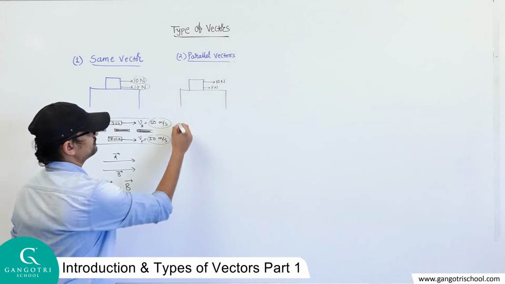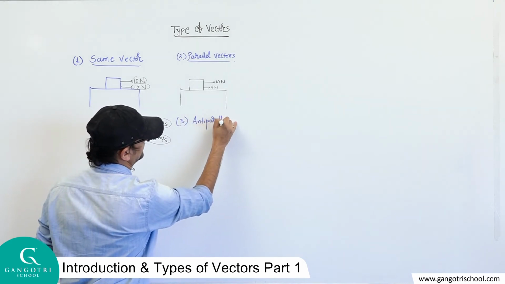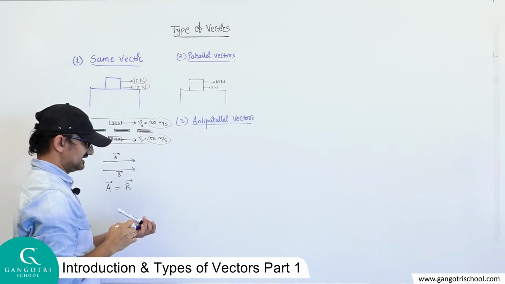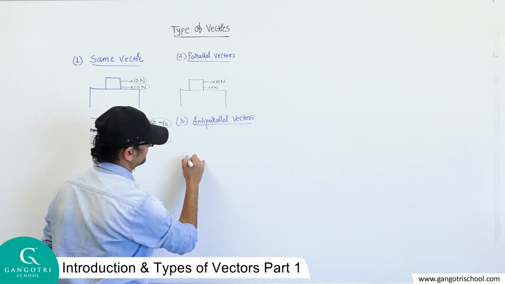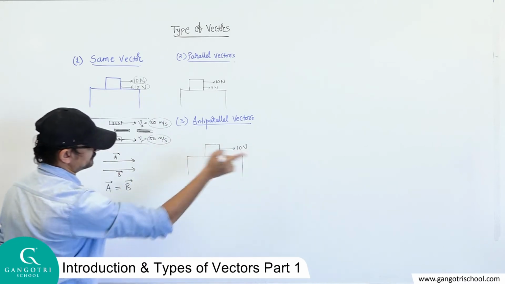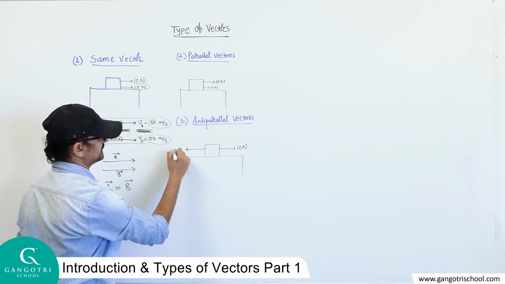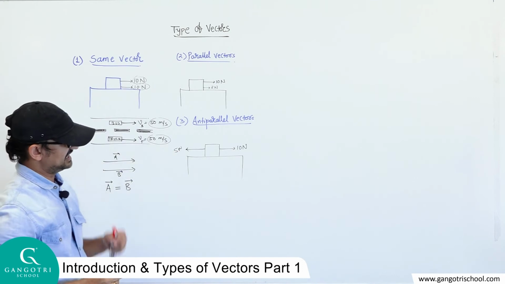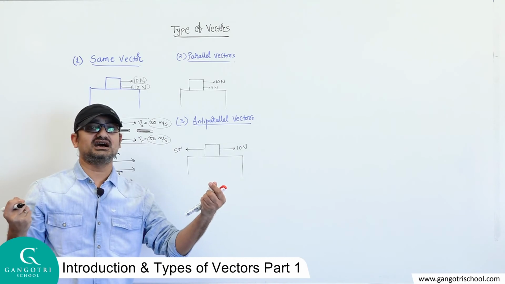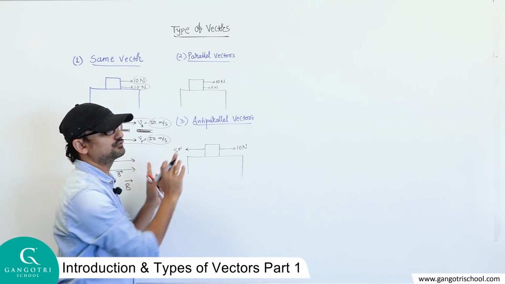Type number 3, anti-parallel vector. Another example, assume that again this is a table, one object is lying on it. Suppose 10 Newton of force acts towards your right hand side. Another, you can consider 10 also, you can consider 5, any other value. Look at this diagram. Here two forces act on an object, but both forces are opposite in direction. So these are known as anti-parallel vectors of force.